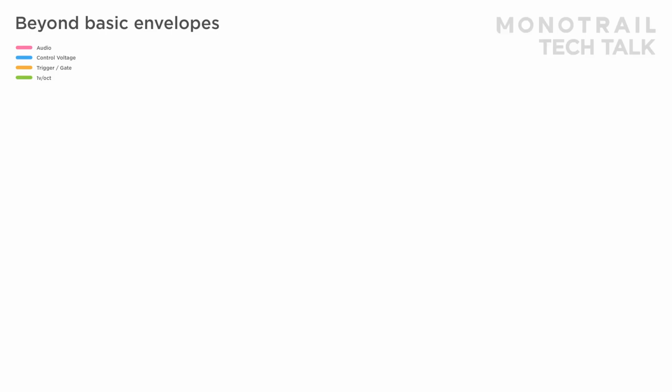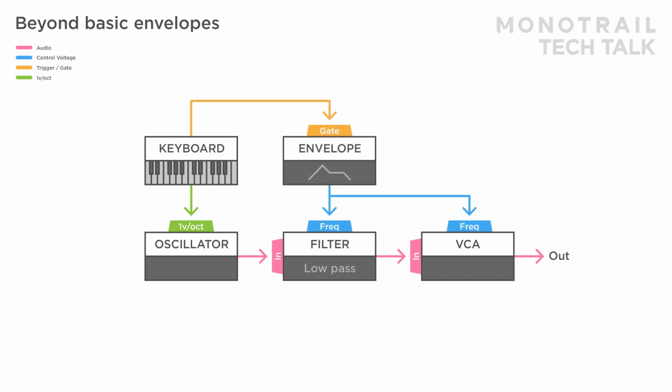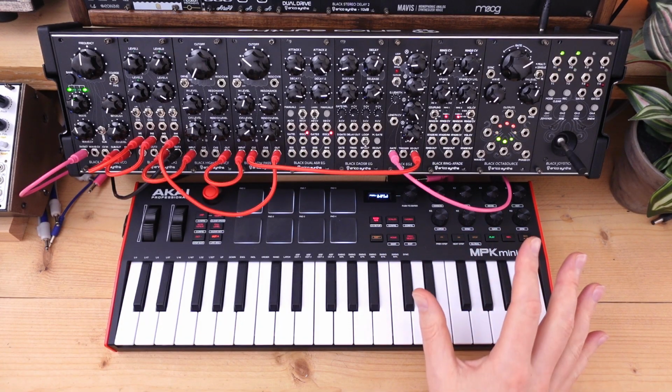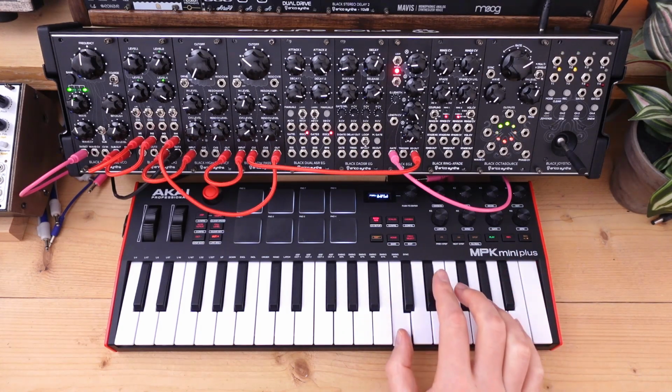Envelopes are great building blocks for interesting movement, but basic ideas limit your patches. In a simple voice controlled with a keyboard, it's very common to have an envelope open the filter and VCA. This means it controls the brightness and volume of the sound. So naturally, envelopes are often used to recreate the brightness and volume curves of known instruments. For example, a simple gate to create an organ-like response.